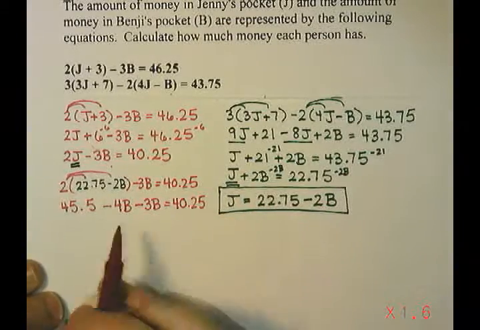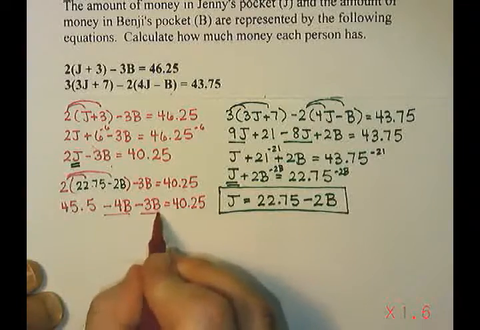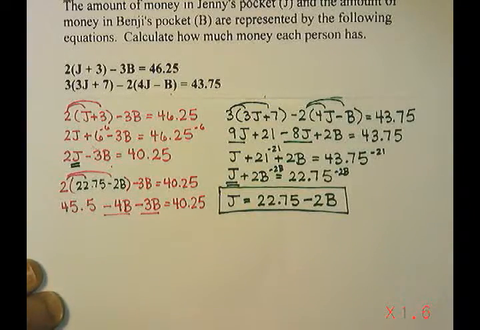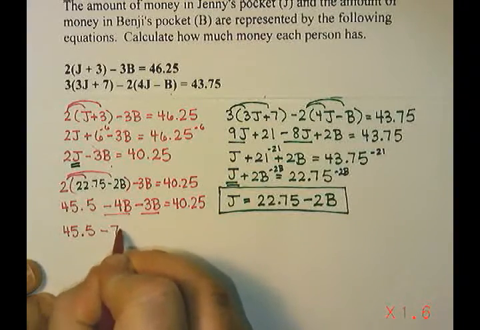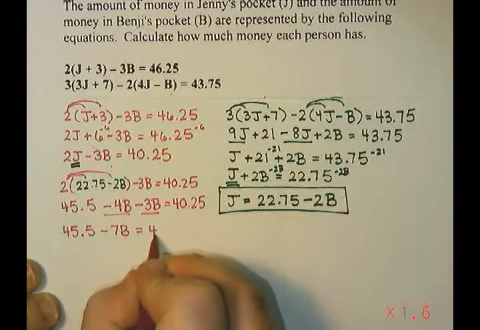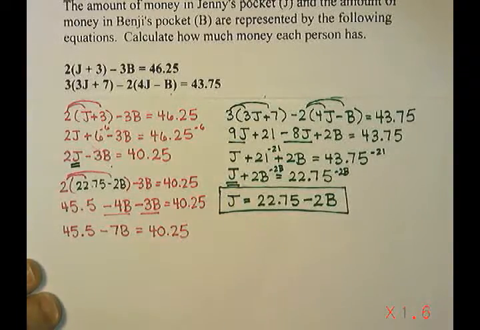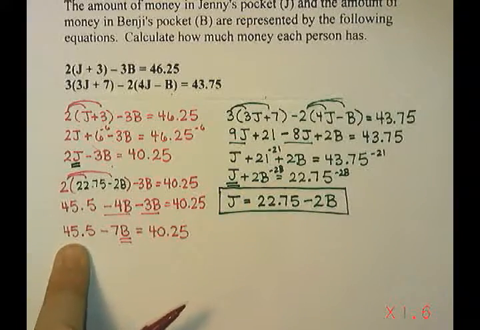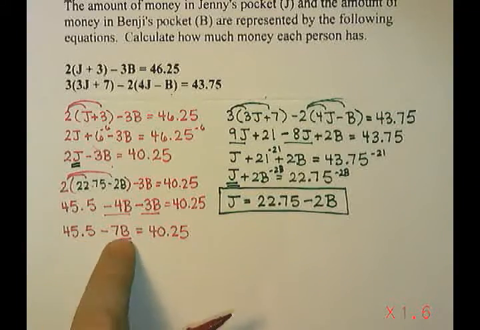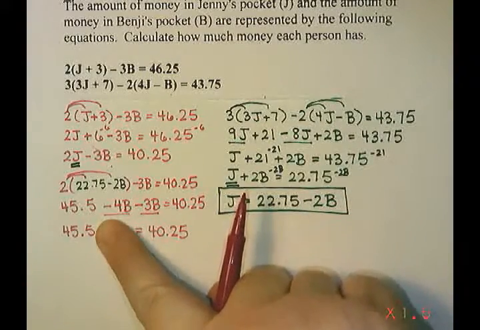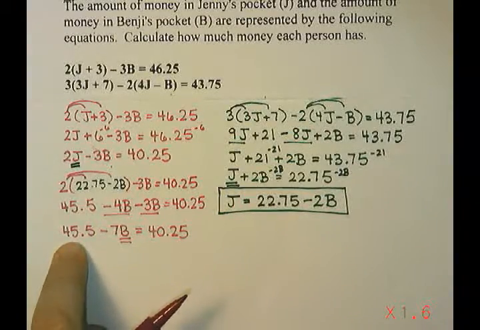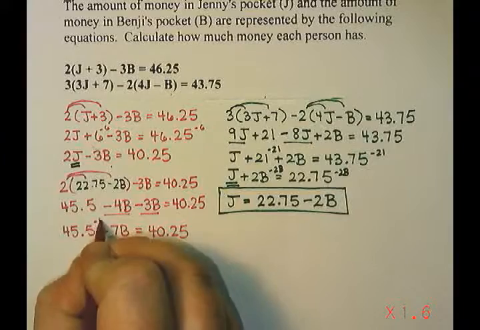So what I want to do is look for like terms. I have a minus 4b and a minus 3b, which will combine to give me negative 7b. So I have 45.5, take away 7b, equals 40.25. So now what I want to do is solve for b, and I'm going to start by moving that 45.5 to the other side. I do see that there's a subtract sign in between these, but that subtract belongs to the 7. And the 45 is actually a positive number. So to move a positive 45.5, we're going to subtract 45.5.